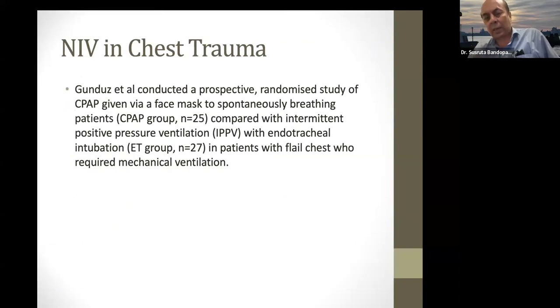NIV in chest trauma: there was a prospective randomized trial of CPAP given by face mask to spontaneously breathing patients, compared with intermittent positive pressure ventilation with endotracheal intubation, in patients with flail chest who required mechanical ventilation.